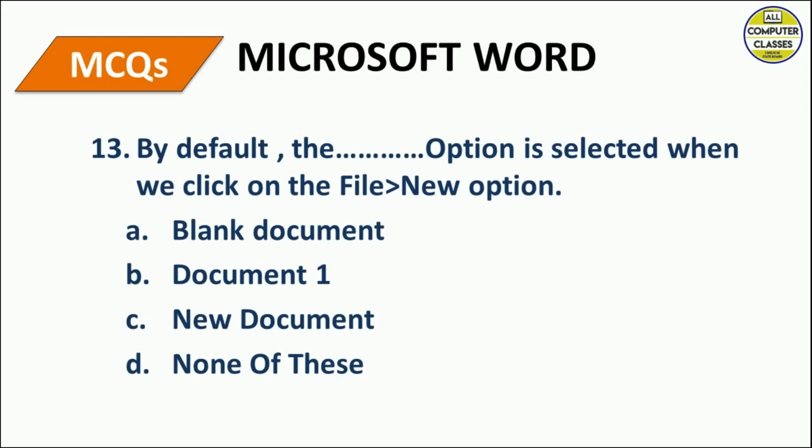By default, that dash option is selected when we click on file and new option. So the answer is very simple, blank document. This option is always selected. Selected means it is highlighted, right?